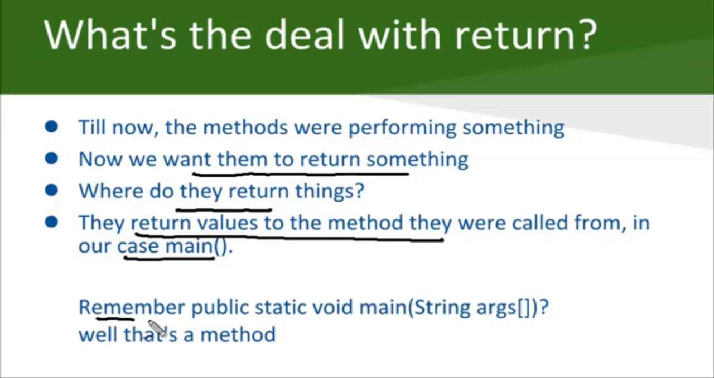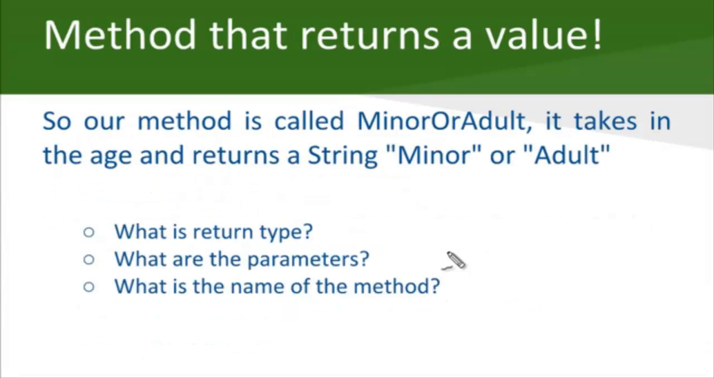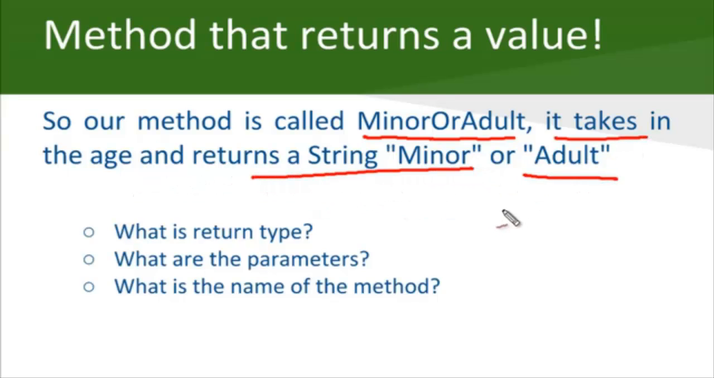The important point to note is that even main is a method. So we'll be calling our method from main, and the method which we'll be calling will return something which will come back to main. Let us try and write this method. Let us call our method minor or adult. It takes in the age and returns a string which is minor or adult. So basically you will tell the age to it, and it will return a string by which it will tell you whether you are a minor or an adult.